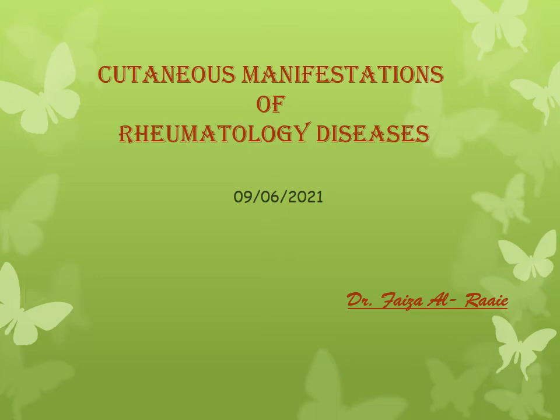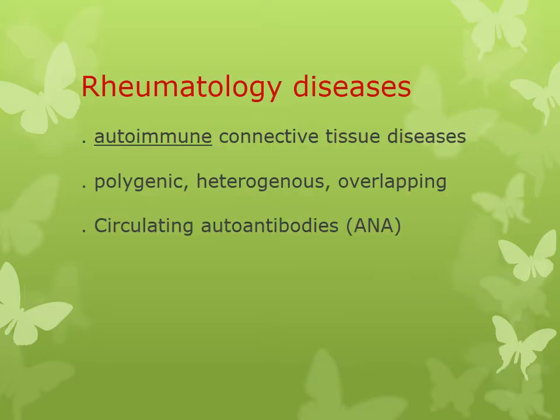Cutaneous manifestations of rheumatology diseases. Rheumatology diseases are the autoimmune connective tissue diseases. Another term used widely is collagen vascular diseases, which should be discouraged because it doesn't exclude the inherited connective tissue diseases such as Ehlers-Danlos syndrome.